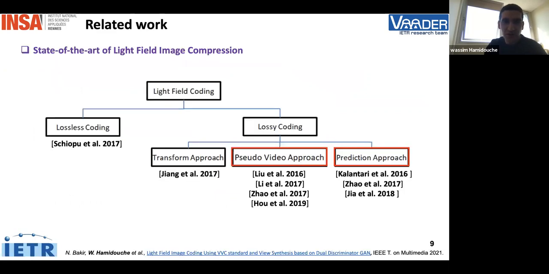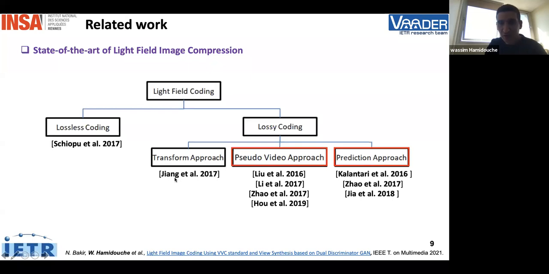Of course, in light field coding, over the last 5 years, many solutions have been proposed for the coding of light field imaging. We can have two categories here, as we can see in this figure: lossless coding, which enables lossless coding of light field images, and lossy coding, which encodes the light field image in a lossy fashion. In this work, we focus more on lossy coding.